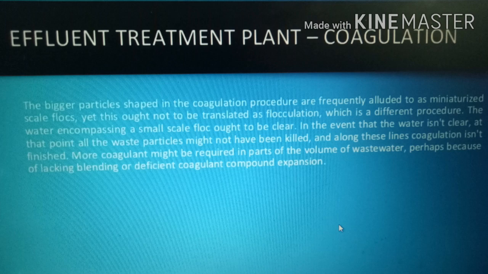The water surrounding a micro floc should be clear. If the water is not clear at this point, all the waste particles may not have been neutralized, and therefore coagulation is not finished. More coagulant may be required in parts of the volume of wastewater, possibly because of insufficient mixing or inadequate coagulant chemical addition.